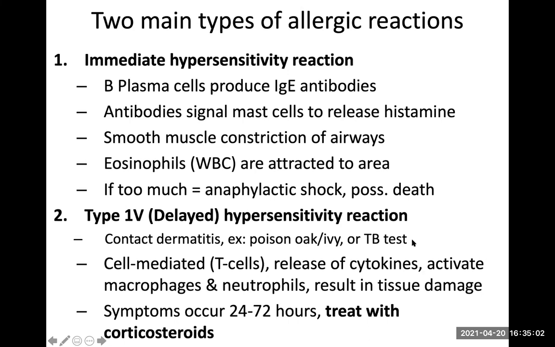And so usually it takes a day to a couple of days for the rash to even occur. So you go on a hike and the next day you have a terrible rash. You probably contacted some poison oak or poison ivy, and you would need to treat this with steroid. Antihistamines will not work for delayed hypersensitivity.